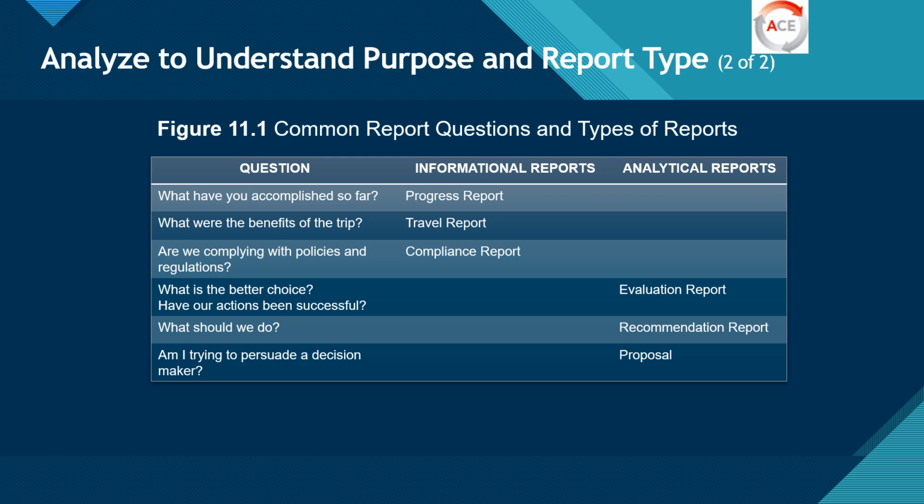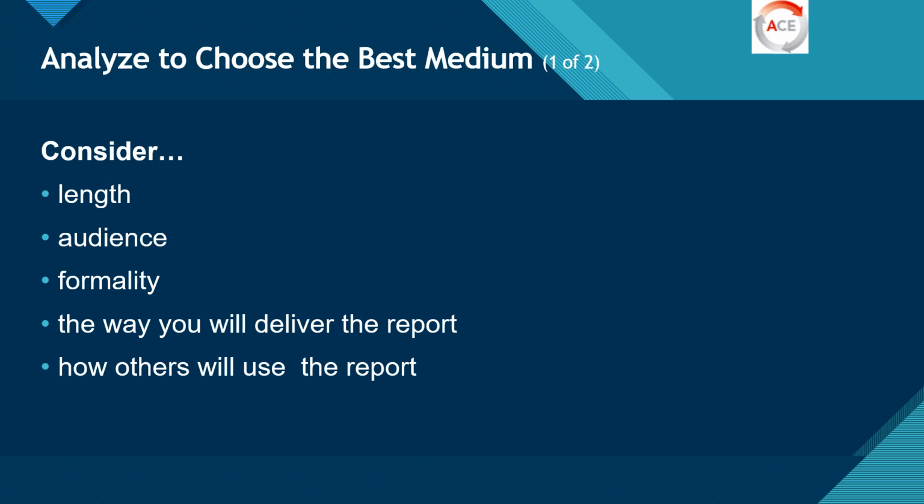For example, the question, "What have you accomplished so far?" would fall under informational reports as a progress report. On the other hand, the question, "What should we do?" falls under analytical reports as a recommendation report. Analyze to choose the best medium. To choose the best medium, consider the following: length, audience, formality, the way you will deliver the report, and how others will use the report.